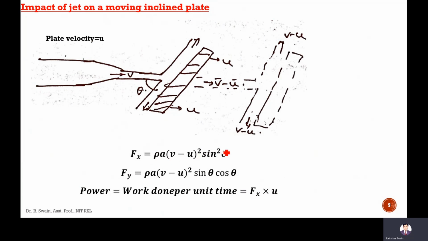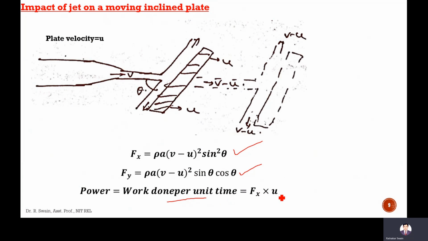So if we apply the plate velocity u instead of 0, Fx will be rho a (b minus u) whole square sin square theta, and Fy will be rho a (b minus u) whole square sin theta cos theta. The power is the work done per unit time. Work done per unit time is Fx into u.